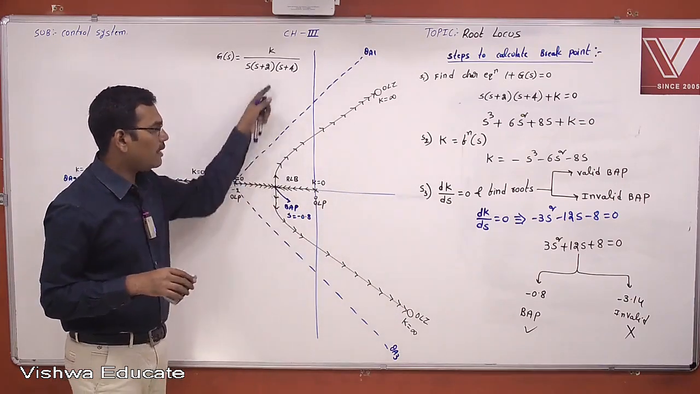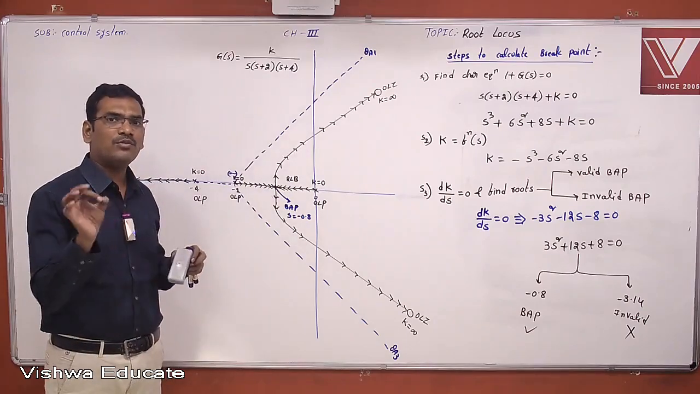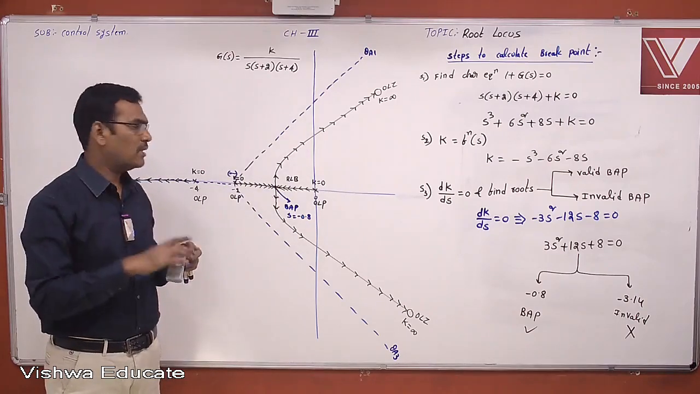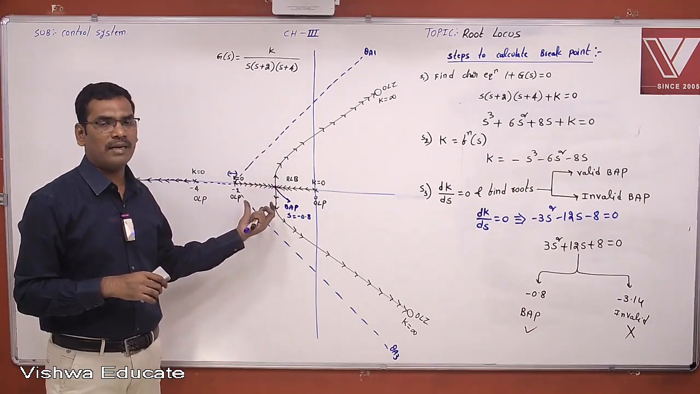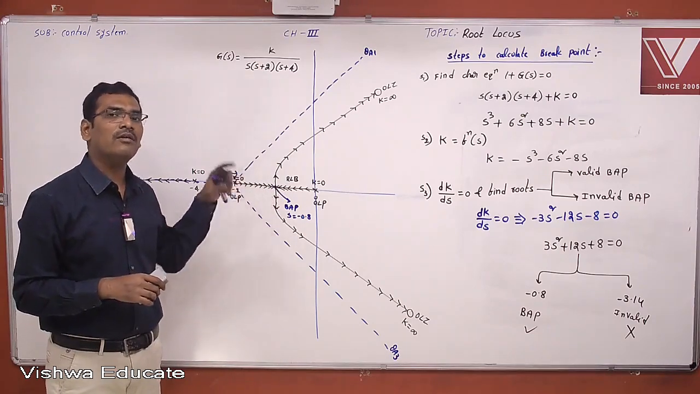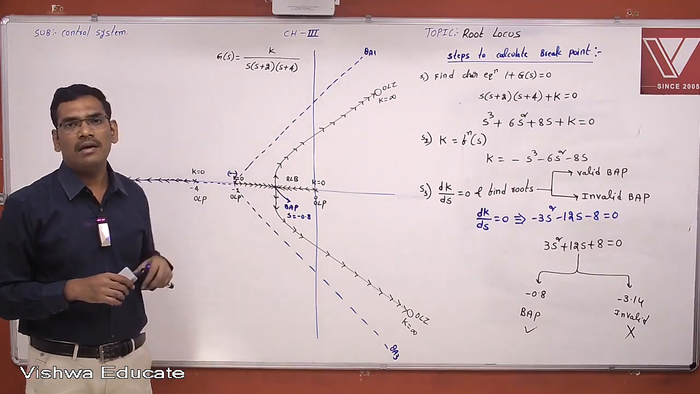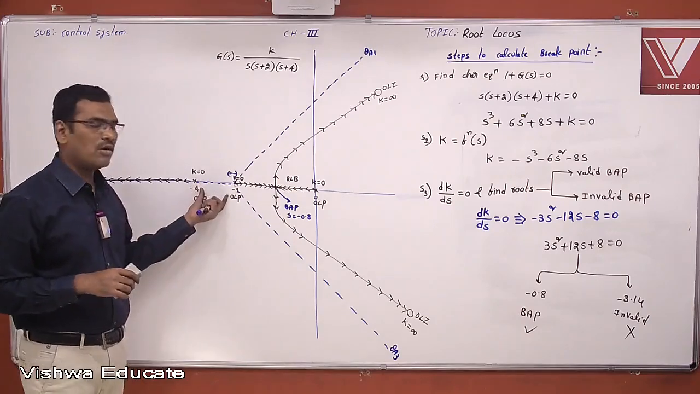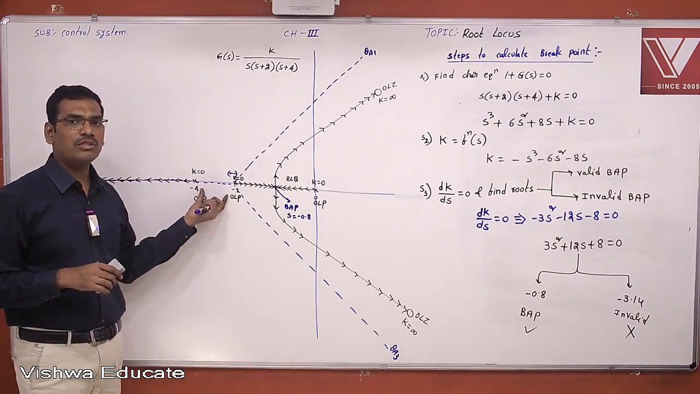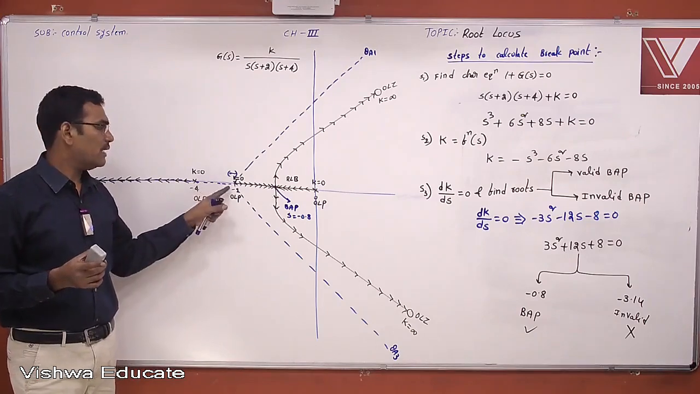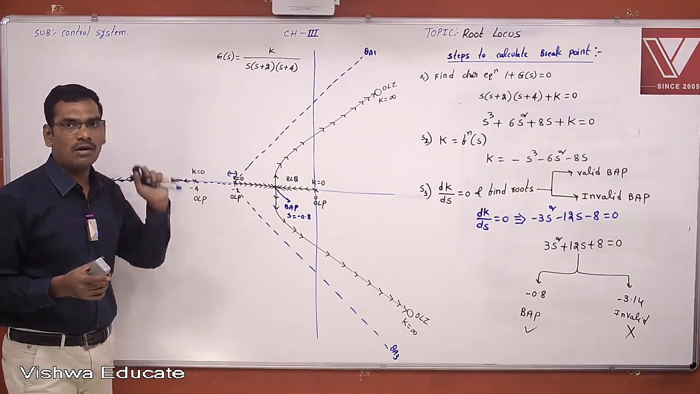You just simply identify the poles' locations. First, draw the root locus branches and see which section is the root locus branch. Only in that particular section can you have a breakaway point. This section is not a root locus branch, therefore there is no chance of a break point. So in the options, any value between minus 2 and minus 4 is a wrong value.